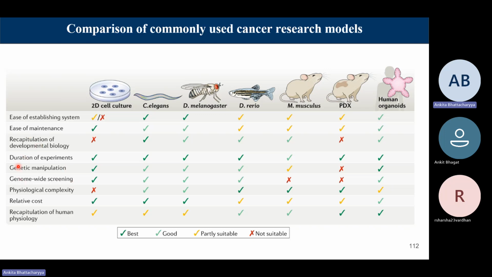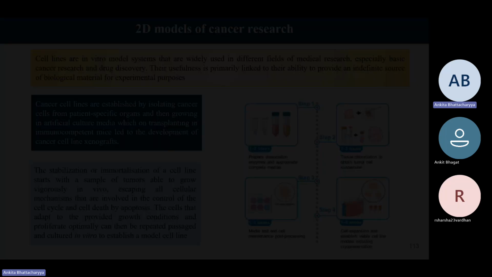Then we also looked at how useful that particular system can be for genetically manipulating it. When I say genetic manipulation, it means that if you want to characterize one particular mutation, how easily and how accurately are you able to do that? Suppose you want to mutate gene X, you have to be able to confirm that only gene X is mutated and the overall genome of the organism is not somehow affected by that mutation. So the specificity and the accuracy of your experiment can differ based on what type of model you've used. Then the physiological complexity, the relative cost, and of course the recapitulation of human physiology. So all of these factors have to be taken into mind.